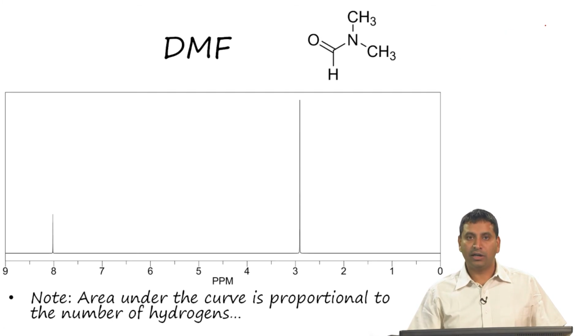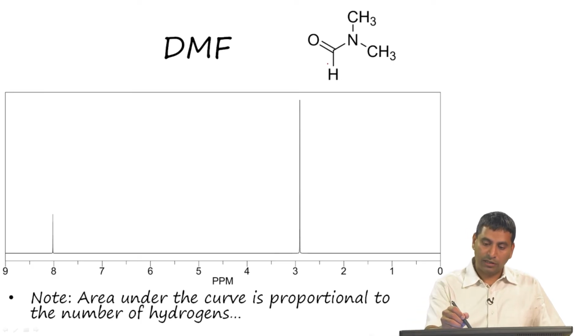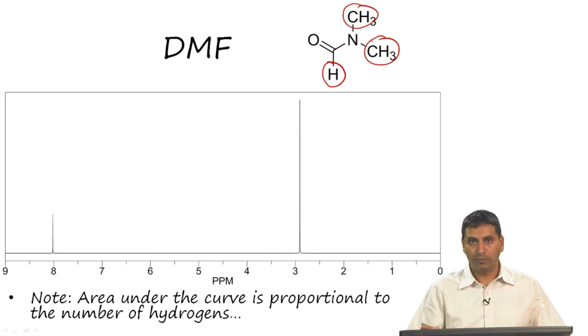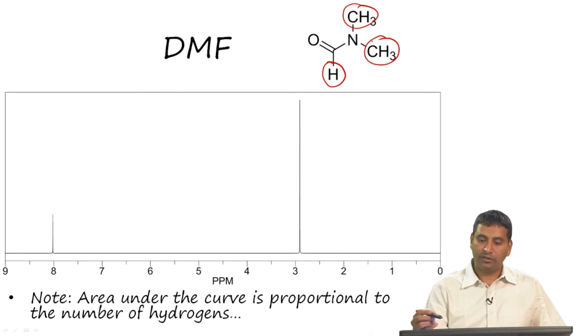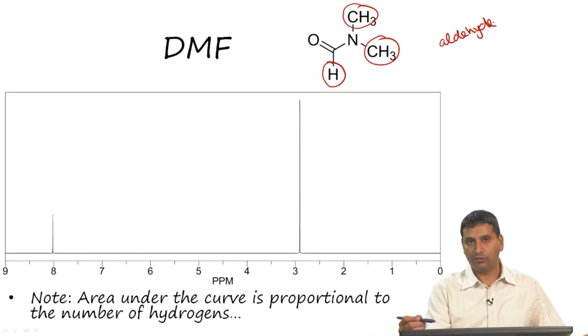The first example that we will look at is dimethyl formamide. Dimethyl formamide, whose structure is shown here, has 7 hydrogens, and one of the hydrogens belongs to an aldehyde or a carbonyl, and the other hydrogens are attached to 2 methyl groups, which are in turn attached to a nitrogen. So, fundamentally the properties of these hydrogens would be different. That is, these 6 hydrogens would be identical and this hydrogen would be different.